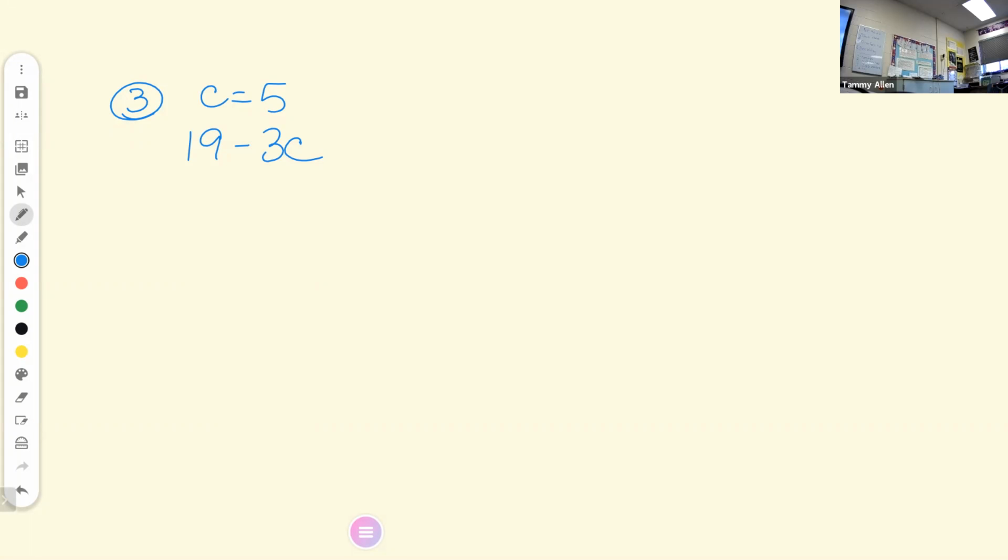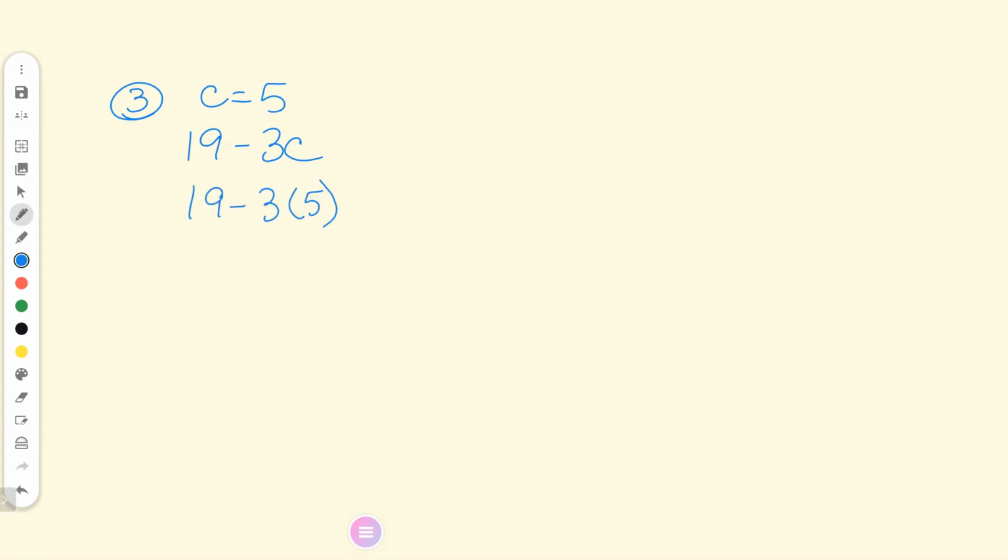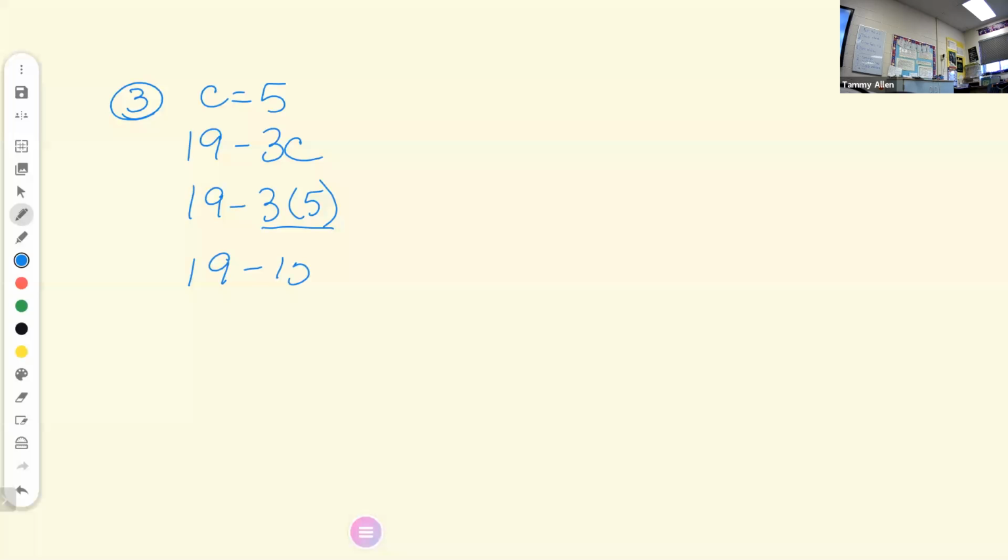Third step, we are now substituting 5 in for C. This is 19 minus 3 times 5. Some of you are still making the mistake of putting that as 35. It is 3 times C, so 3 times 5. So now we do that multiplication first, 19 minus 15. Some of you are writing in there 3 times 15, and that is your step. No, we don't put 3 times 15 in there. We write down what 3 times 5 is equal to and just substitute that in there.